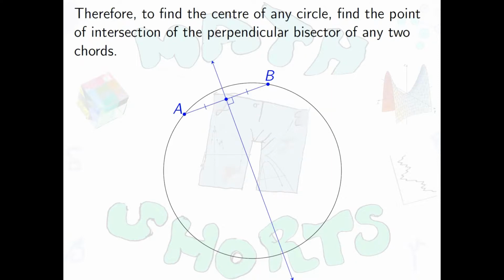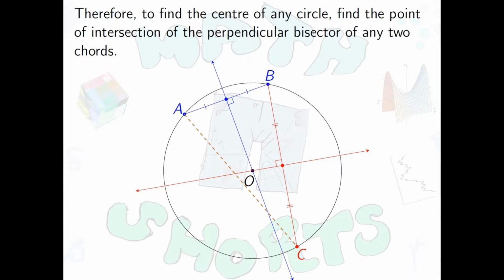And now all I need is one extra point, C, because now I can use BC as my second chord. If I find the perpendicular bisector of that, I know that the center is somewhere on this line, but it has to be somewhere on this line. So as a result, the point of crossing is actually going to be the center of the circle.